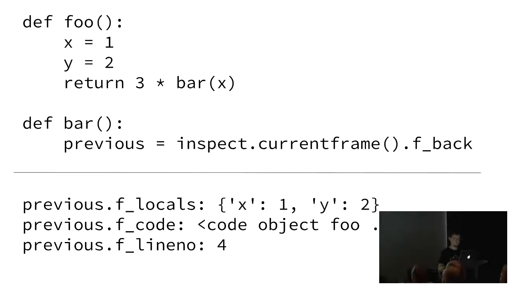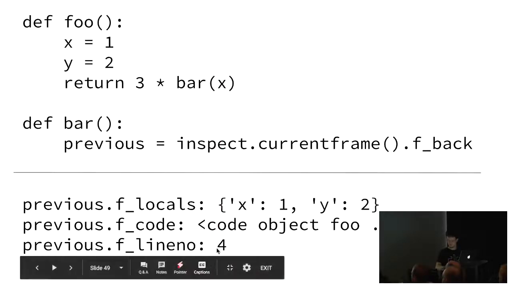Here are some of the attributes of that previous frame. There's a dictionary of the local variables, x and y. There's the code object, and the line number that is currently being executed, which of course here is the line where the function bar is called. That's line 4.